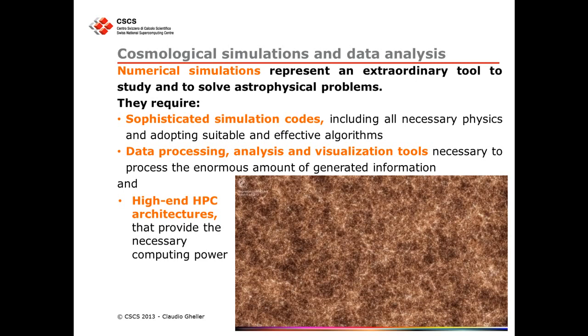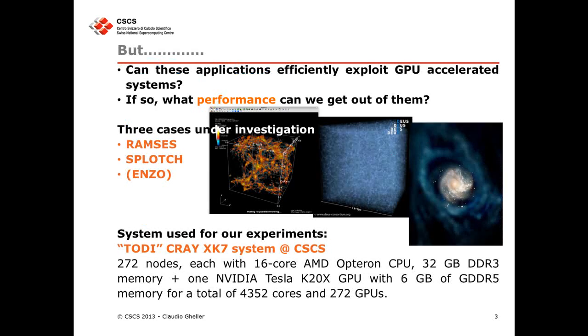So what we need is both good tools to perform the simulation, but also very good tools to process the data coming from the simulation. And in order to do that, of course, we need computing power. So we need to exploit high-end HPC architectures with all the ultimate devices proposed by technology, and why not, of course, GPUs and, more generally speaking, accelerators. So the question that we are trying to explore is: can these astrophysics or cosmology related applications efficiently exploit the GPUs? And if at least they can run on a GPU, what kind of performance can we get out of these codes?